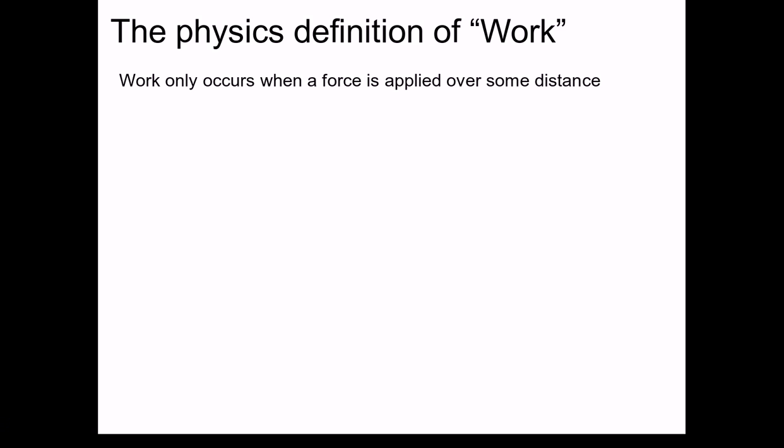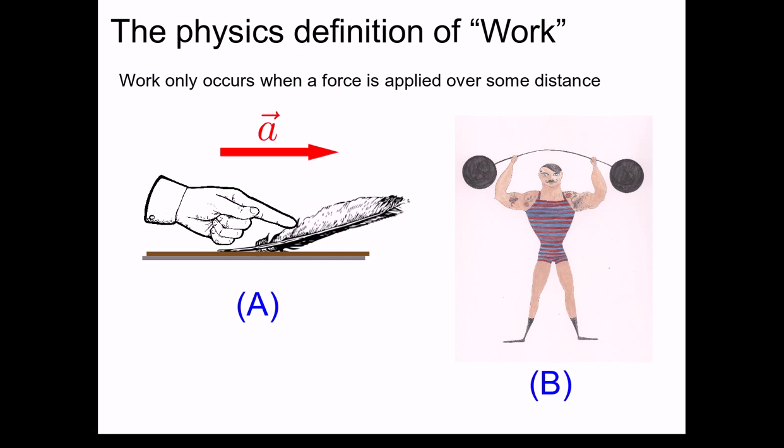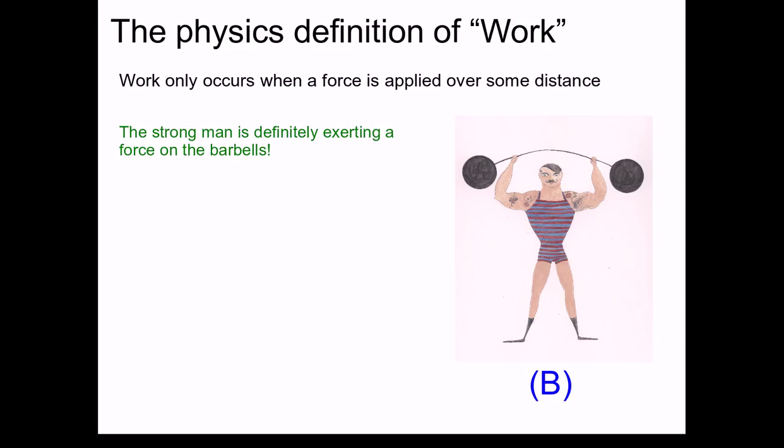Work only occurs when a force is applied over some distance. To see what this means, let's consider these two scenarios: a finger pushing a feather, causing an acceleration across a table, and a strong man holding up a barbell. In the case of the strong man holding up a barbell, he's definitely exerting a force. And colloquially, we would say that he's doing some work.